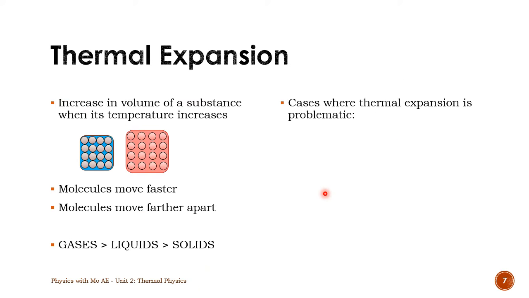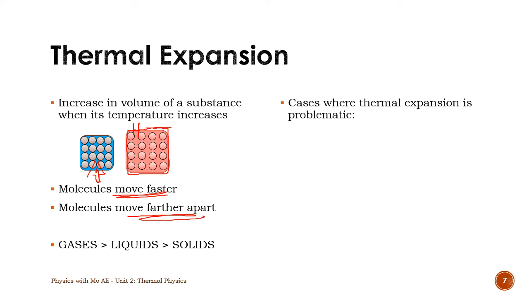Thermal expansion. What is thermal expansion? If we look at the definition, it's the increase in volume of a substance when the temperature increases. This means that if you have a substance and you give it some heat energy, as soon as you give it heat energy, the molecules start to move faster, but they also move farther apart. And when the space between the molecules increases, as in they move further apart, the entire volume of the solid or substance increases.